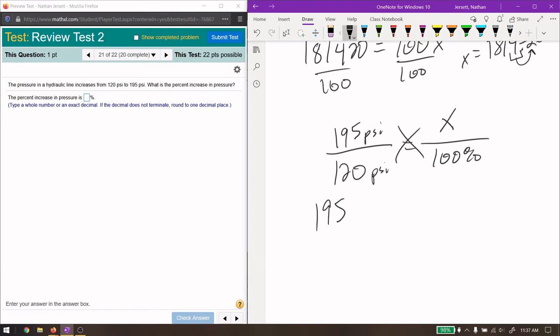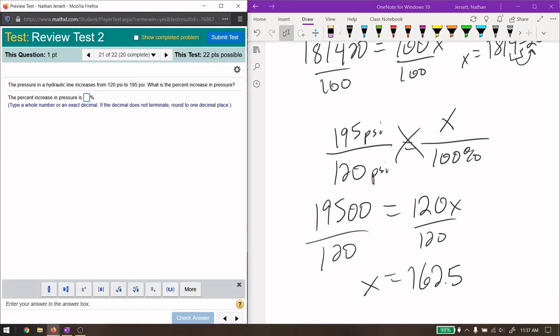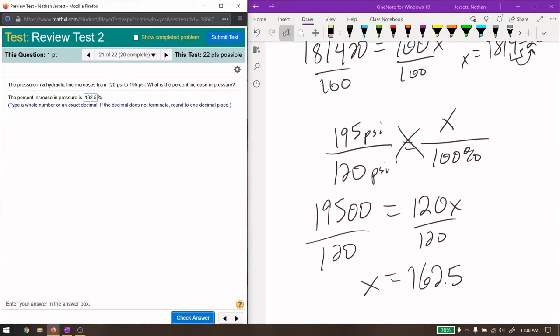We get 19500 equals 120x. I get 162.5. It says type a whole number or an exact decimal, meaning don't type a repeating decimal. It says round to one decimal place if it does repeat, this one of course does not. So we can type that whole decimal. And it's wrong. Let me see what I did wrong here. Oh, it's quite simple actually.